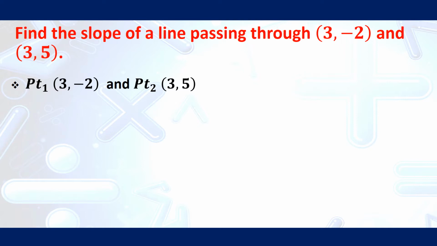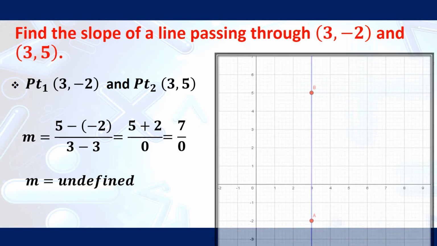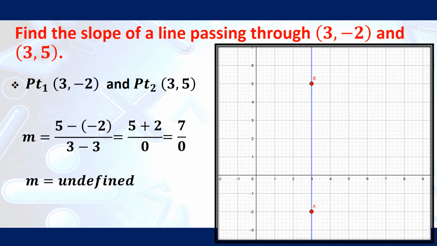Again, we will substitute in the slope formula. Thus, we arrive with m is equal to 5 minus negative 2 all over 3 minus 3, which is equal to 5 plus 2 all over 0, and that is 7 over 0. 7 divided by 0 is always undefined. This is the graph of this example. Take note that if the slope is undefined, the graph is vertical, and the value of x is the same.